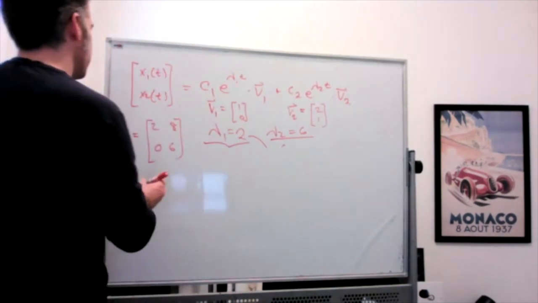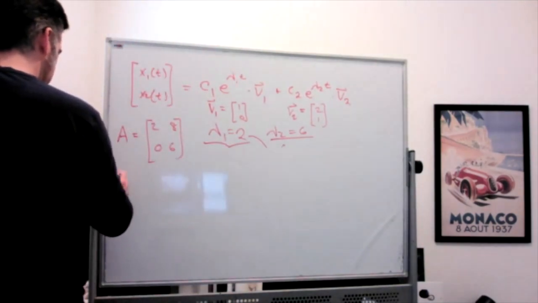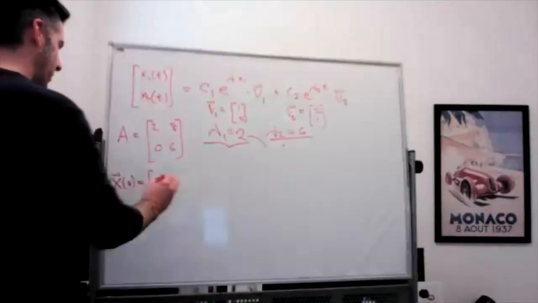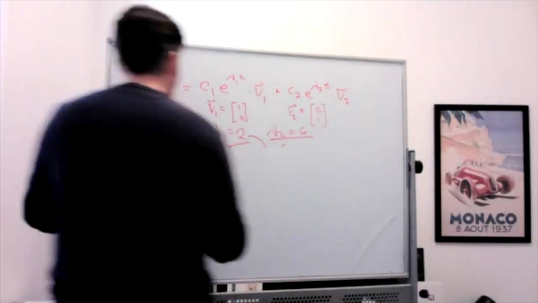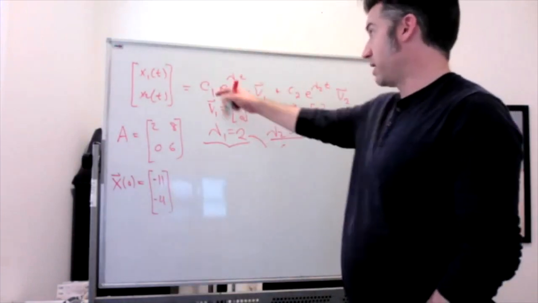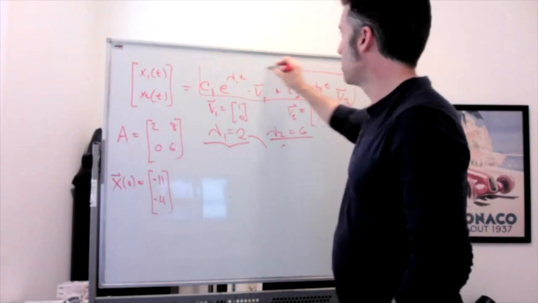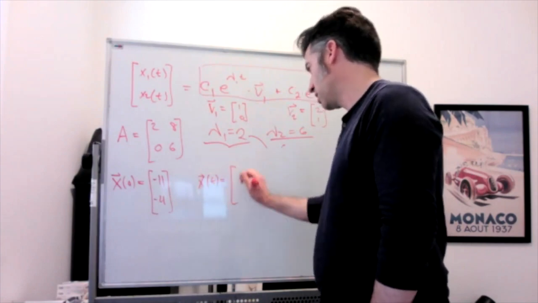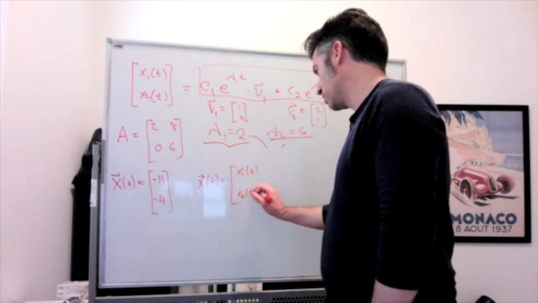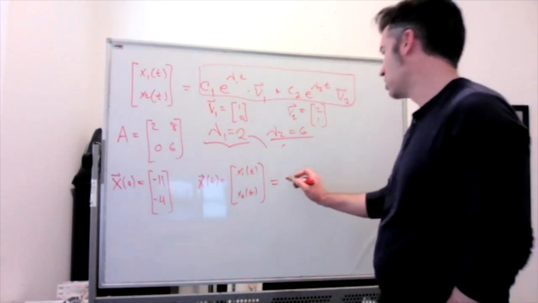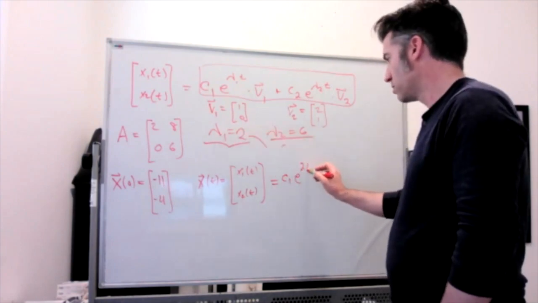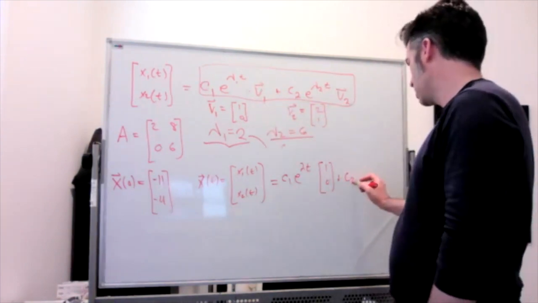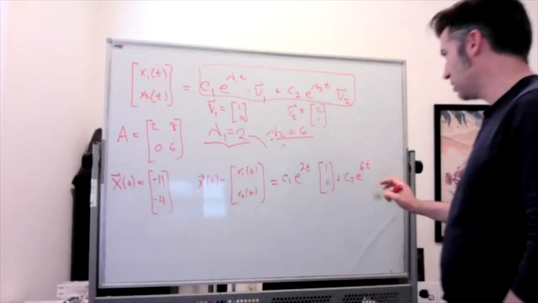So here is our, let me also write down what our initial conditions were, right? We had that x of 0 was equal to -11, -4. So then writing the whole equation, we're going to get x of t, which is x1 of t, x2 of t, is equal to c1 e to the lambda 1 times t times v1 plus c2 e to the lambda 2 times t times v2.